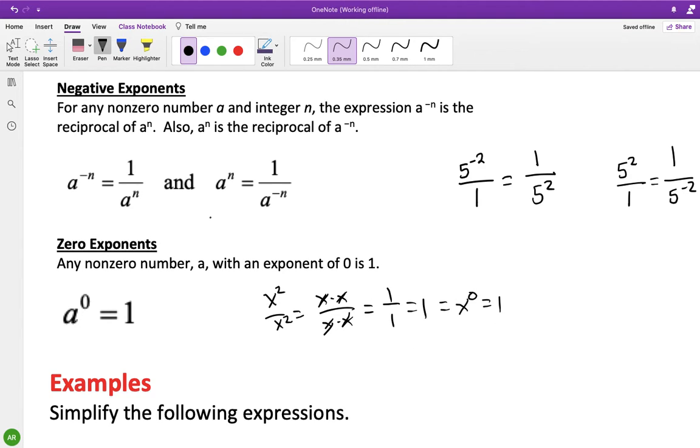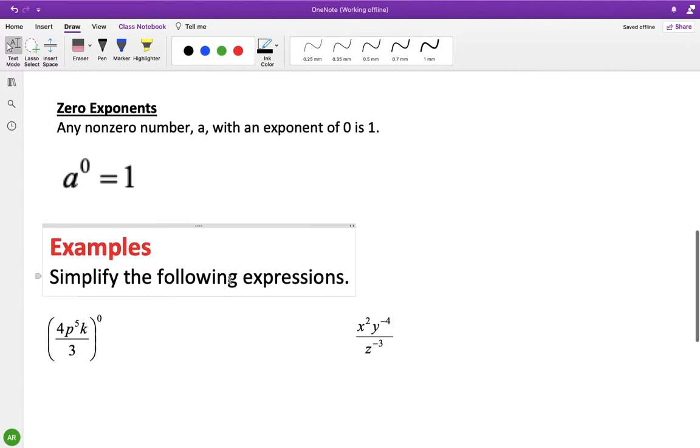A lot of equal signs there. You get the idea. So just keep that in mind. Go back to the x squared divided by x squared example. If they're canceling each other out, there's always that 1 there we can't see. All right. So the key takeaway is anything to the 0 power other than 0 is simply going to be 1.